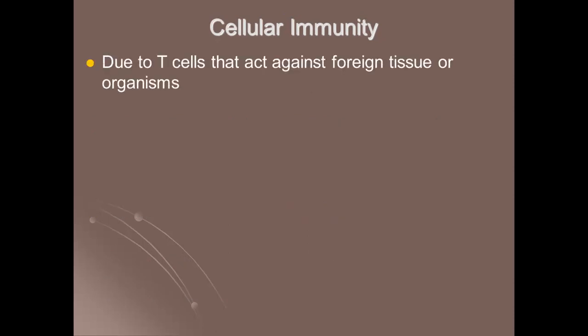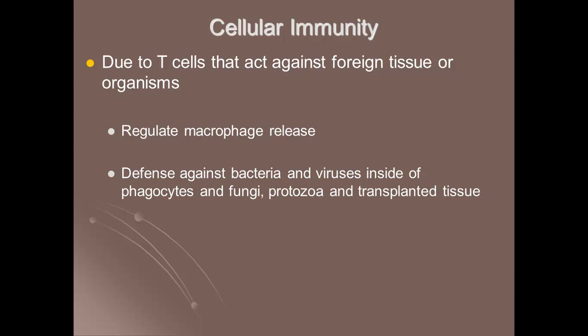Cellular immunity involves the T cells. So it's due to the T cells that act against foreign tissue or organisms. It regulates macrophage release, and it's our defense against abnormal cells and pathogens inside cells. So it's our defense against bacteria and viruses inside of the phagocytes, fungi, protozoa, and transplanted tissue. So humoral immunity works on the outside of cells. Cellular immunity works on the inside of cells.